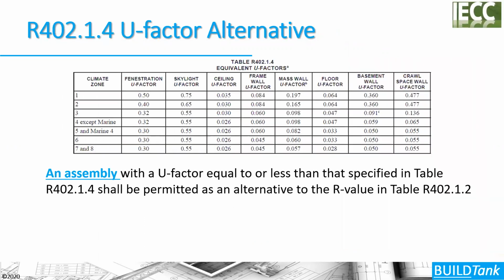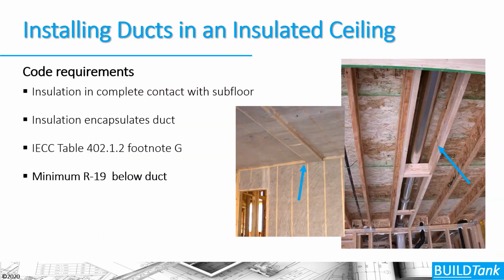So how do we do that? We fur down the cavity around that duct, and we potentially blow insulation so it's in permanent contact with the subfloor. It completely surrounds that duct, and we get a minimum of an R19 below that duct. So it actually works here.